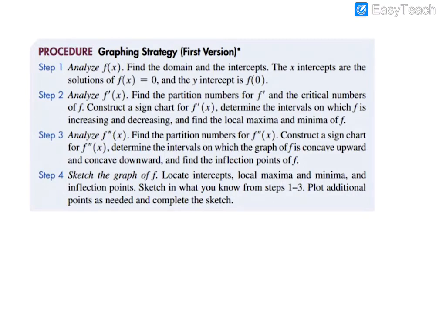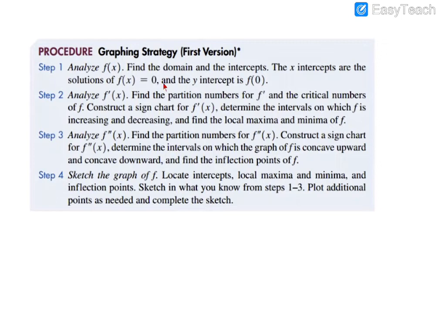So what is our procedure? It can be expressed in the following way. First step, analyze f of x. Find the domain and the intercepts. This is always necessary: find the domain, the x-intercept and the y-intercept. You know how to find the x-intercepts: they are the solutions of f of x equals 0. The y-intercept is the one value f of 0, because f is a function, so it has to be single valued.